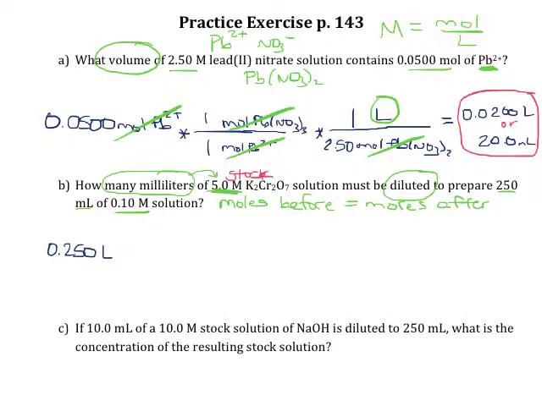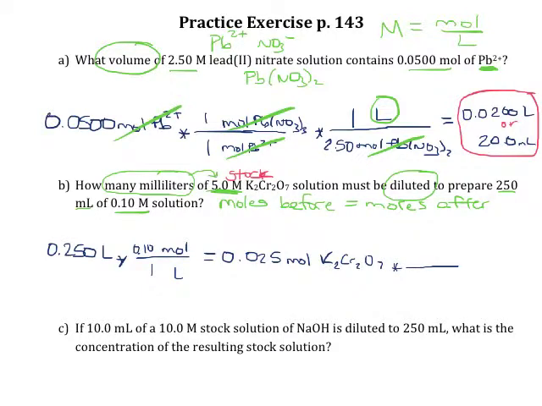And I can use my molarity to get rid of the liters, put it in units of moles, and I know that there are 0.10 moles for every 1 liter. So what this is going to tell me is that I ultimately need 0.025 moles. So my diluted solution has 0.025 moles in it, so I need to figure out how many milliliters of my stock solution, and these are moles of K2Cr2O7.